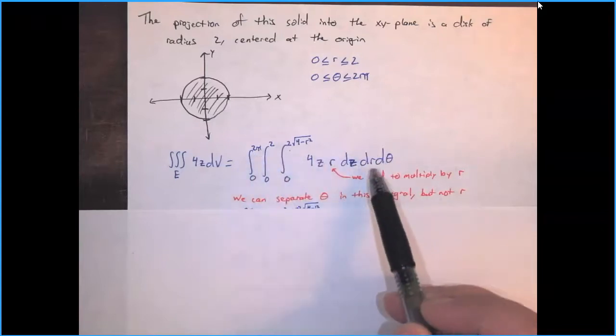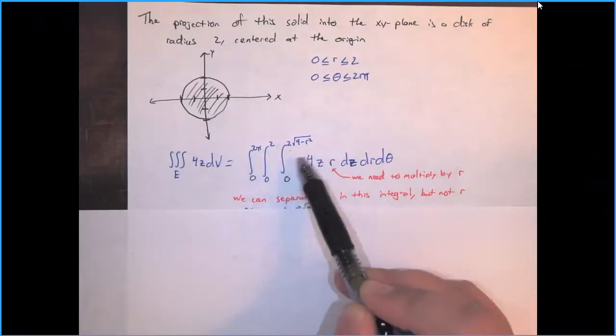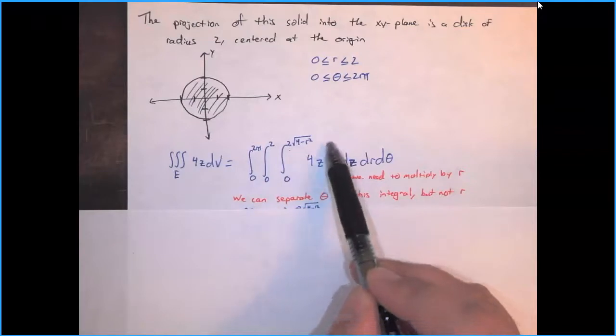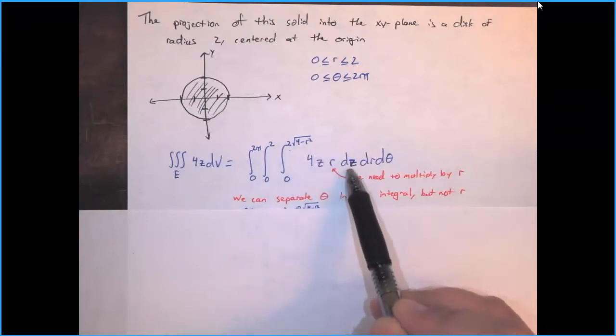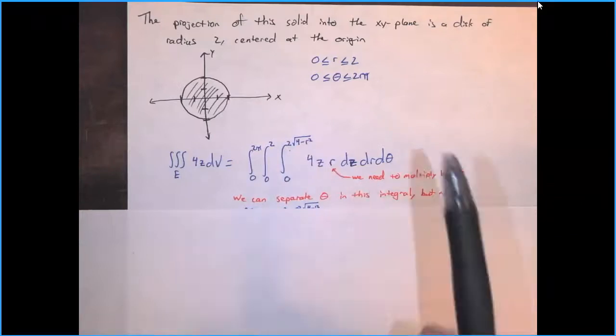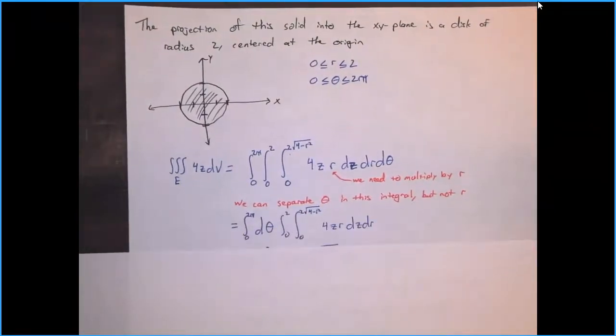But I can't separate r. I can't pull this dr over here because I have an r in one of my bounds. If you have r's in your bounds, I can't separate the r and the z integral. I have to integrate with respect to z and then r to make sure I have all the r's before I integrate. But I can partially separate it, so let's go ahead and do that.